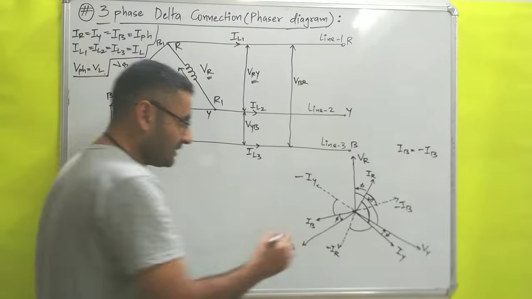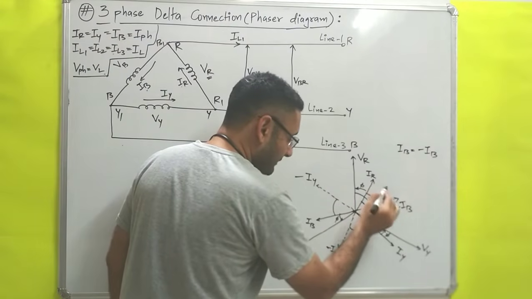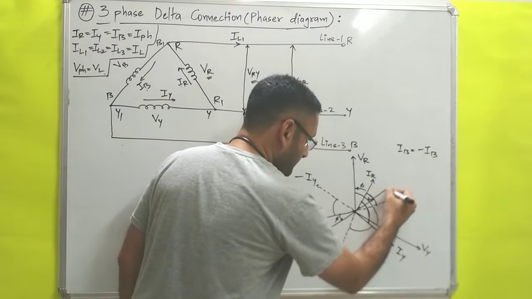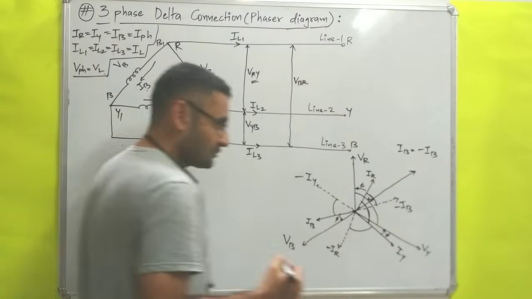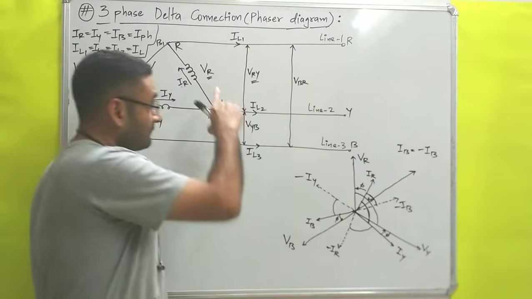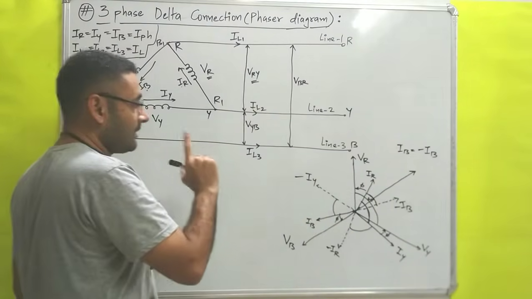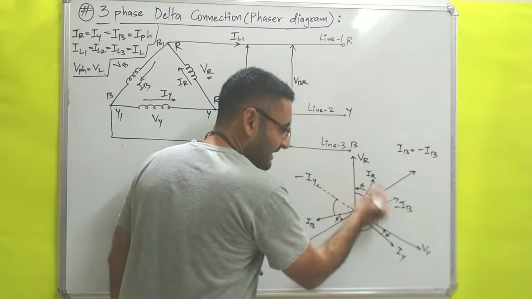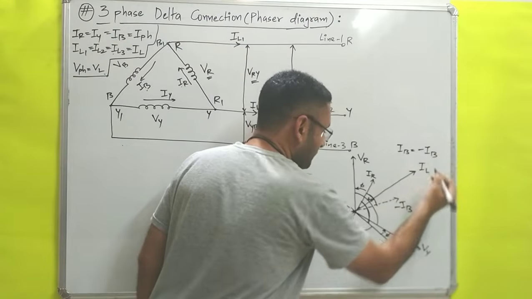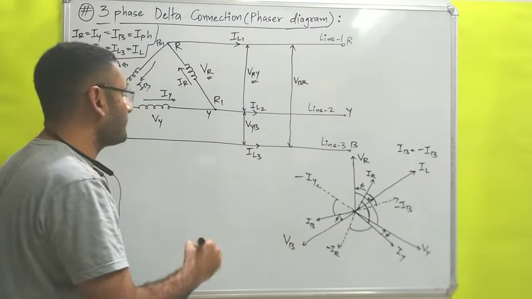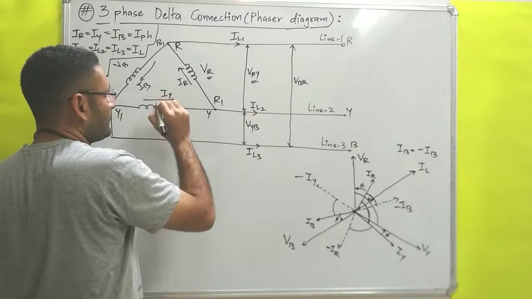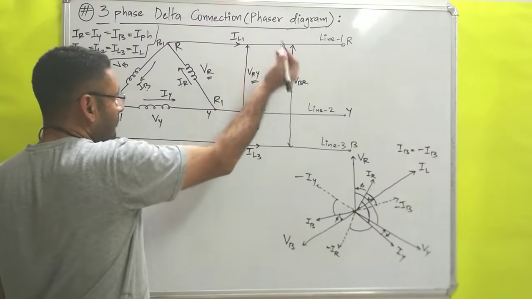Now if you add both of these vectors, IR and minus IB, you will get the resultant. From the diagram we can judge that the resultant of the phase currents will be the line current IL, but which line current, we will observe from the diagram. So if I talk about IL1, in line 1 how much current will flow?